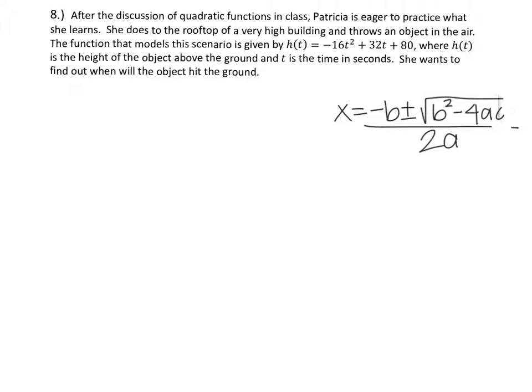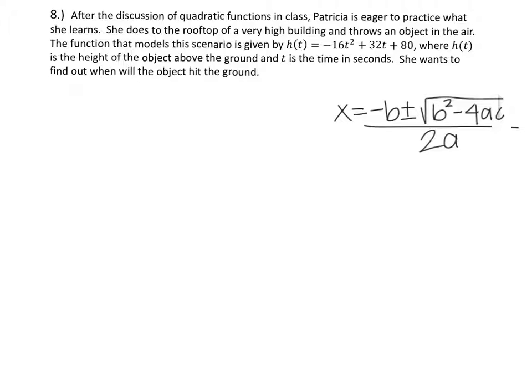After the discussion of quadratic functions in class, Patricia is eager to practice what she learns. She goes to the rooftop of a very high building and throws an object in the air. The function that models this scenario is given by h(t) = -16t^2 + 32t + 80, where h(t) is the height of the object above the ground and t is the time in seconds.